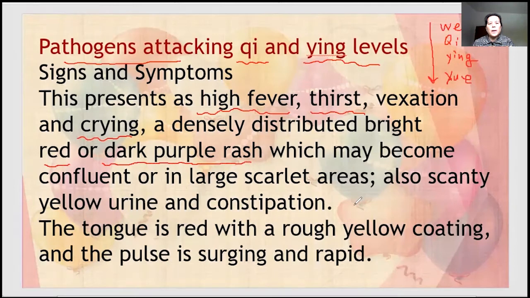And also maybe go to the eyes. And the internal heat symptoms: scanty yellow urination and constipation. During this stage, the pulse is bigger, surging, stronger, so the body's 正气 is still fighting with the pathogen in there. And rapid, that's the heat. The tongue is red with a yellow coating.